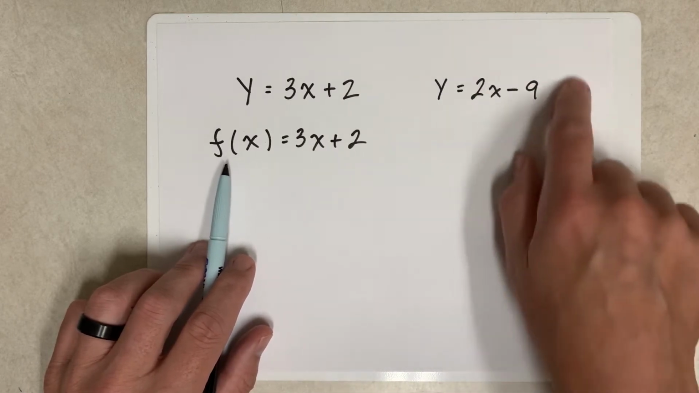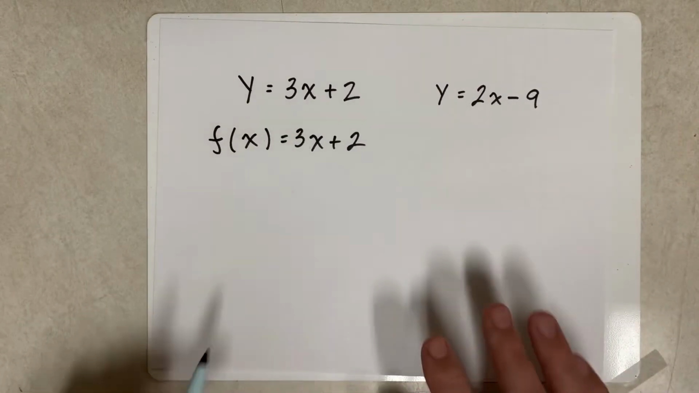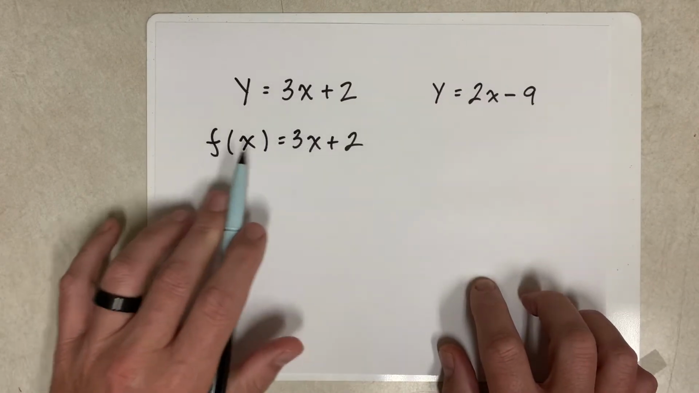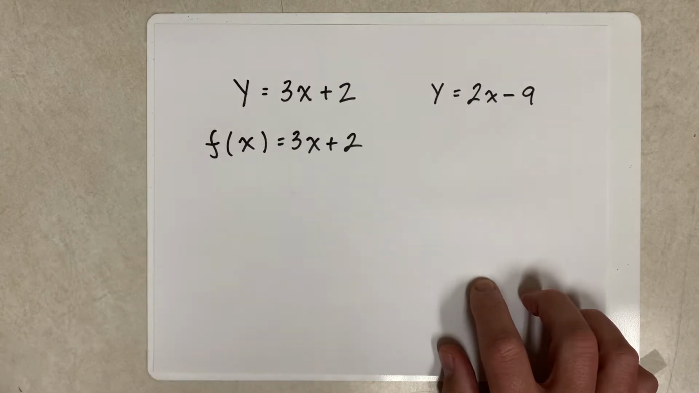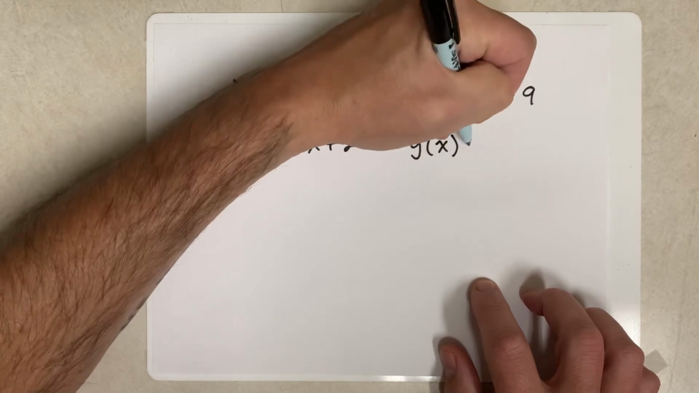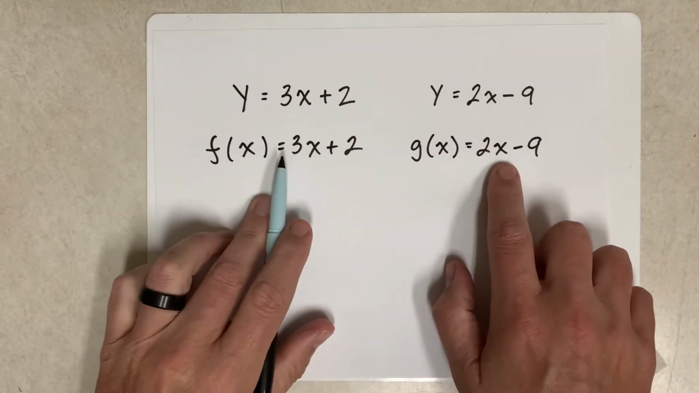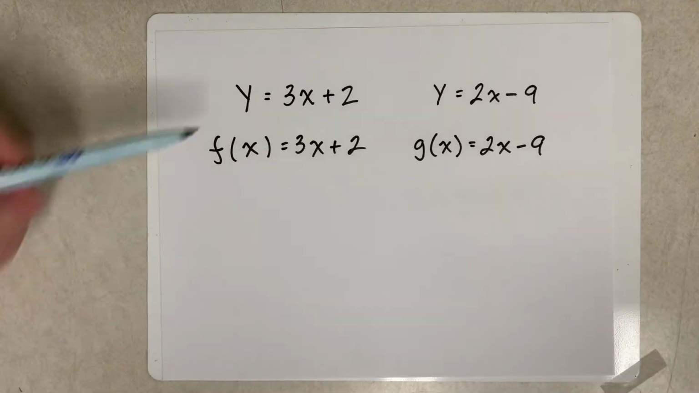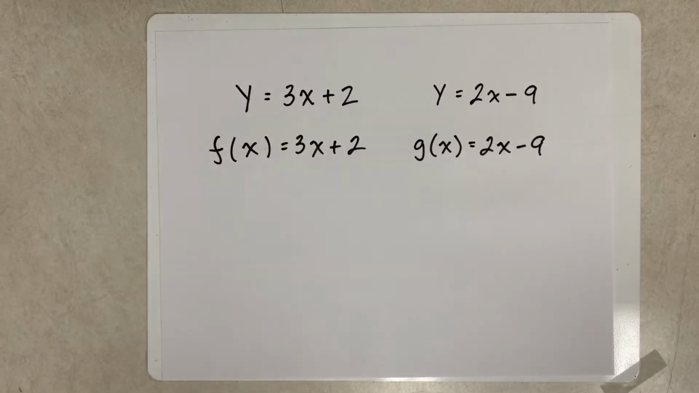Now I've got another one sitting over here though. So what do I do with this one? I want them to be different, so I'm going to have to name this one differently. Instead of f of x, here's your variable right here, I'm going to name it something else, maybe g of x equals 2x minus 9. So now when I refer to these two lines, I'm going to say f of x and g of x. But really, f of x is just y and g of x is just y. Those are just the y values.